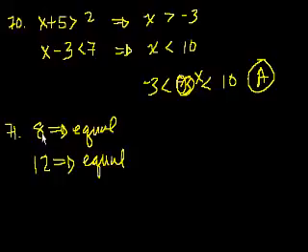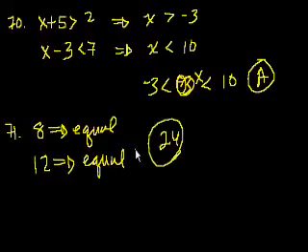So let's think of 8's multiples. 8 isn't divisible by 12. 16 isn't divisible by 12. But what about 24? Yeah, 24 is divisible by 12. So the least common multiple is 24, which is B. And clearly you can divide a gym class into 3 groups of 8, or 2 groups of 12.